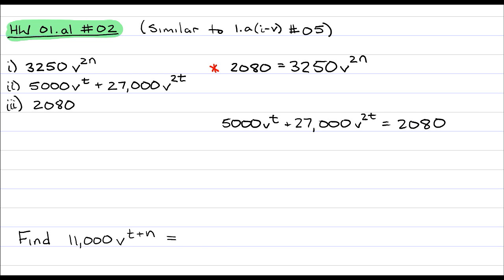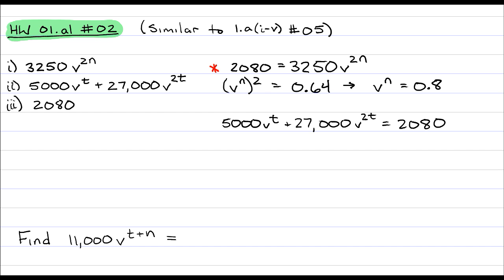So to see how this is done, let's take a look at this first equation. If I divide both sides by 3250, I get v to the 2n, and actually let me write that as v to the n squared is equal to 2080 divided by 3250. That gives me 0.64. And so if I take the square root of both sides, I get that v to the n is equal to 0.8. So notice we don't know what v is and we don't know what n is, but we do know that v raised to the n is 0.8. Okay, so we'll set that aside and we'll come back and use that in a moment.